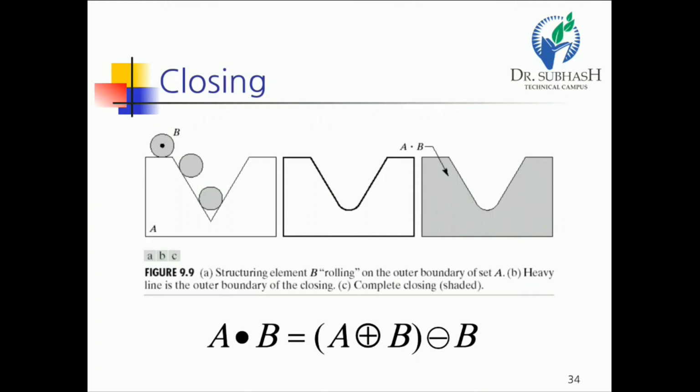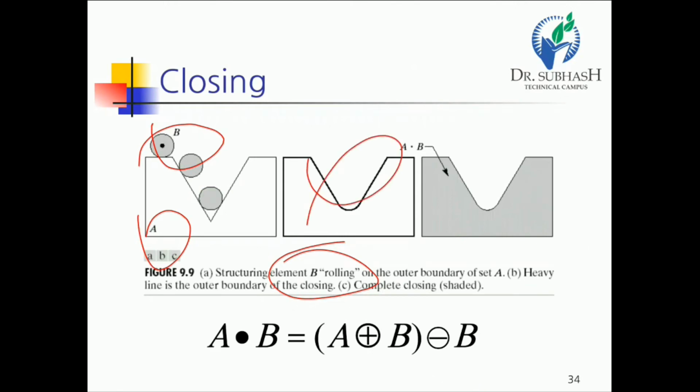In this way, we have another representation of closing. Figure A shows the structuring element B rolling on the outer boundary of set A. This is B and this is A. B is rolling along the outer boundary of A, and in figure B the heavy line is the outer boundary of the closing, and the complete closing is shaded. So A closing B equals A dilation B, and the resultant is eroded with B.